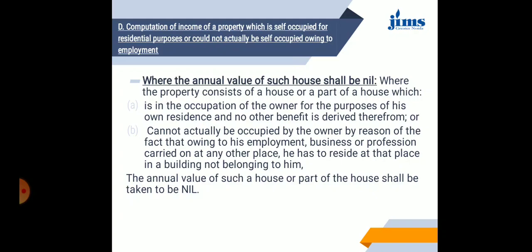The annual value of such a house shall be nil, as I discussed, where the property consists of a house or a part of a house which is in occupation of the owner for the purpose of his own residence and no other benefit is derived therefrom, or which cannot actually be occupied by the owner because, owing to his employment, business or profession carried on at any other place, he has to reside at that place in a building not belonging to him. So, the annual value of such a house or part of a house shall be taken as nil.